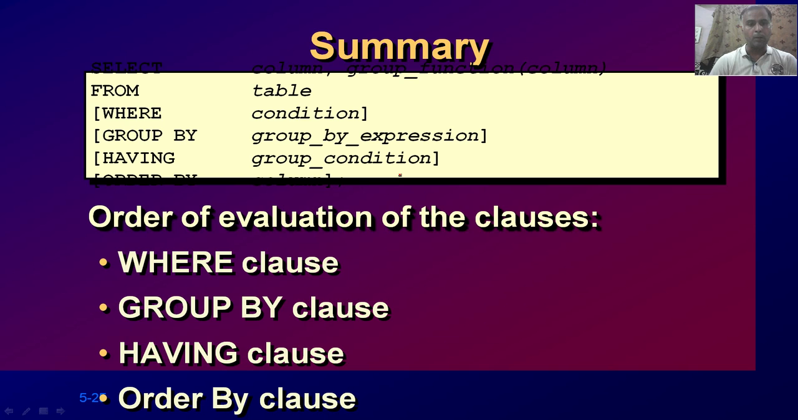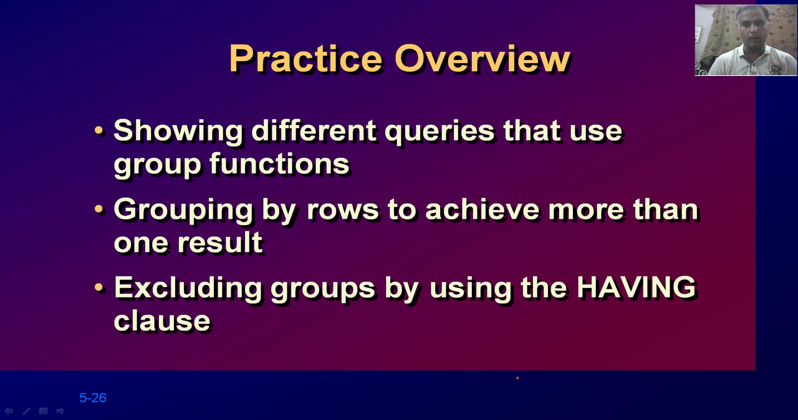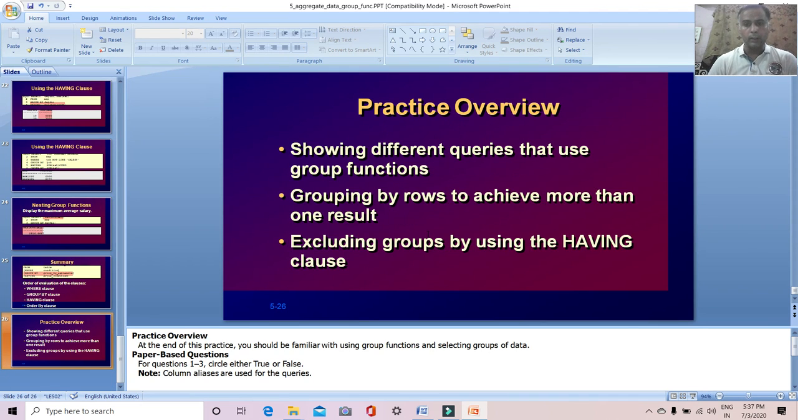So finally, the summary: the SELECT statement with column, group function, WHERE, GROUP BY, HAVING, and ORDER BY clauses. In the evaluation order, first we apply the WHERE condition, then GROUP BY, then HAVING, and finally the ORDER BY clause. This is showing the different queries that use groups, grouping by rows, and excluding groups using the HAVING clause.